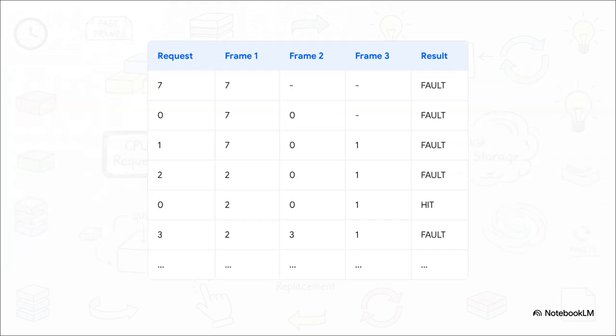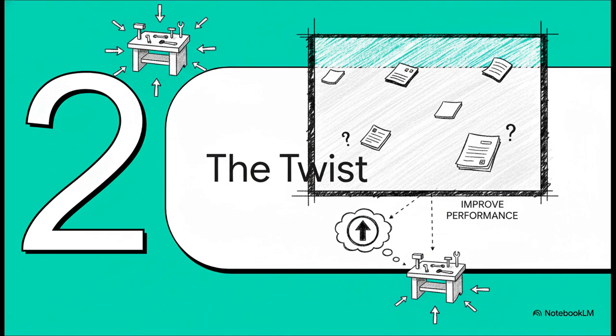Let's watch how this actually works. As you can see in this table, the system gets a whole list of requests for different pages of data. With only 3 slots on our workbench, you can see it fills up pretty fast. Now, every single time a new page is needed, FIFO just blindly kicks out whichever one's been sitting there the longest. The important thing here isn't every single step, but the final score. For this job, we end up with 12 of those slow page faults. That's our baseline.